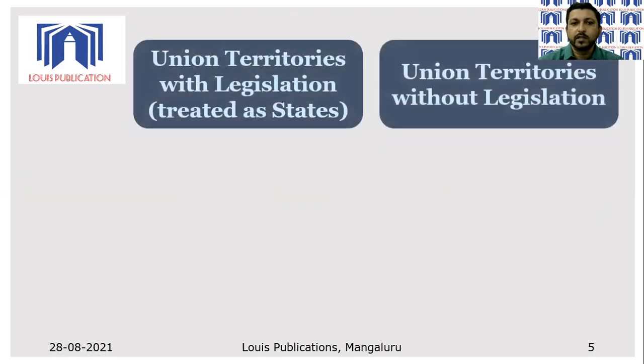So union territories with legislation, that is Delhi and Puducherry, for example, as I mentioned. Also you can take Kashmir. Those are treated as states as far as GST is concerned. So at that time, SGST would become applicable. The second category is union territories without legislation. So there are no ministers or no election that happens. It comes directly under the administration of the central government. Such union territories are called union territories without legislation.